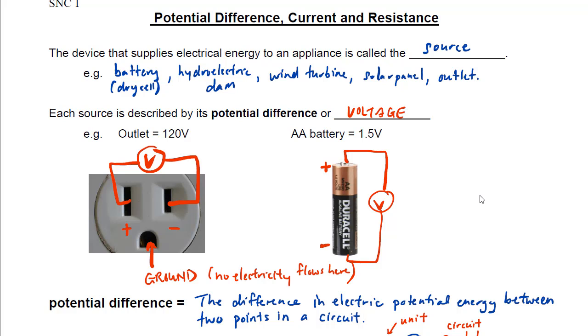Welcome to your lesson on potential difference, current, and resistance. It's going to be a short one. You already know this. The device that supplies electrical energy to an appliance is called the source.